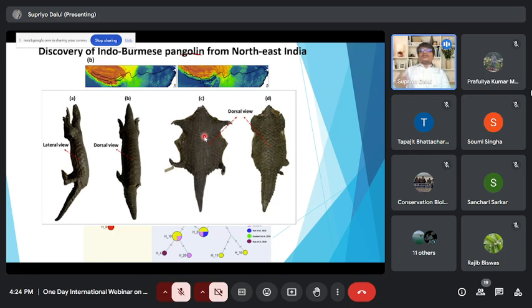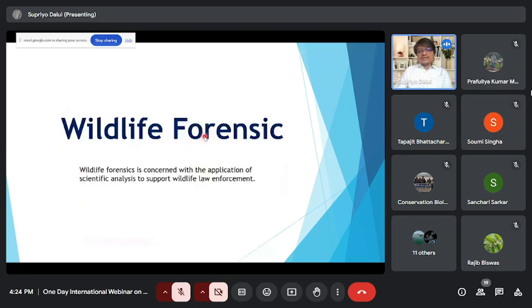So based on this genetic data and the morphological data, we from ZSI have described the new species, the Indo-Burmese pangolin, and this is very recent. This paper was just published in 2025, just a few weeks ago.